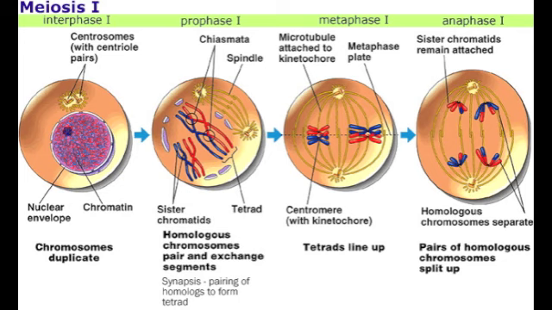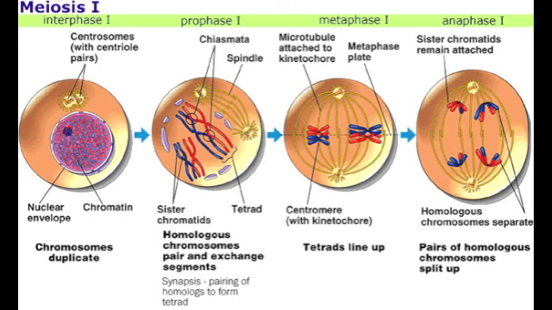The spindle apparatus forms and the nuclear envelope breaks down. Next is metaphase 1. This is when the homologous pairs of chromosomes align at the metaphase plate. Microtubules from each pole connect to the kinetochore of each chromosome. Anaphase 1 occurs when homologs separate and they move towards opposite poles, being moved by the spindle apparatus.